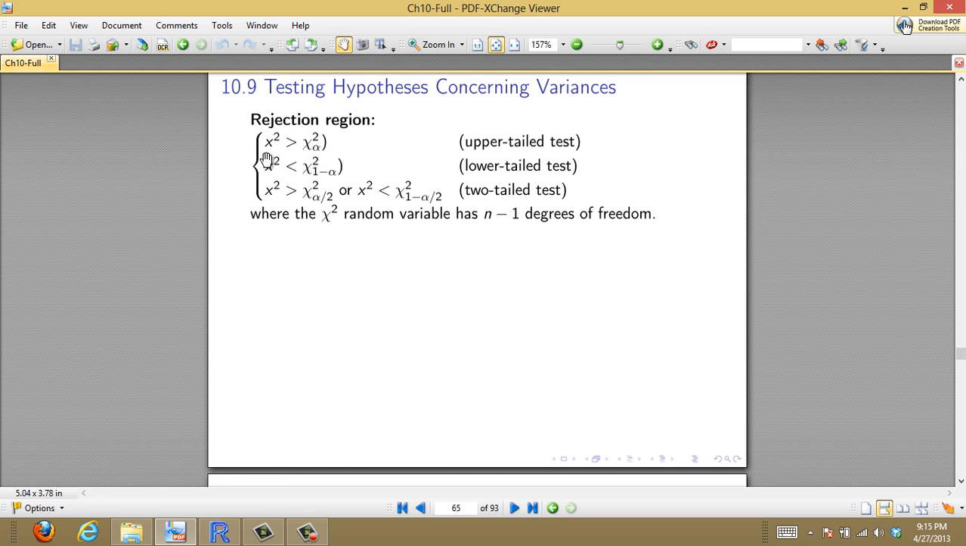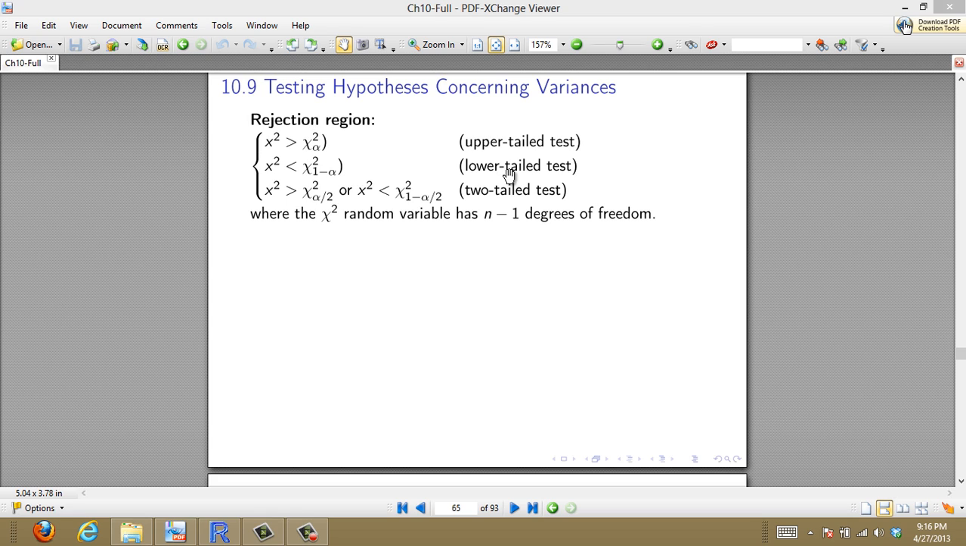So for an upper tail test, the rejection region is that our test statistic is greater than the 1 minus alpha quantile of the chi-square distribution with n minus 1 degrees of freedom. Whereas in previous sections we would have a t or a z here, because our test statistic has a chi-square distribution, that's the distribution we need to get our quantile from. So we have that our test statistic is greater than the 1 minus alpha quantile of the chi-square distribution with n minus 1 degrees of freedom. That's the rejection region for the upper tail test.